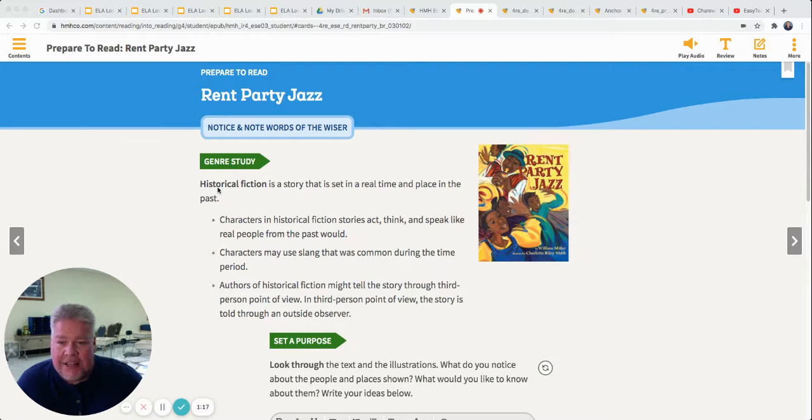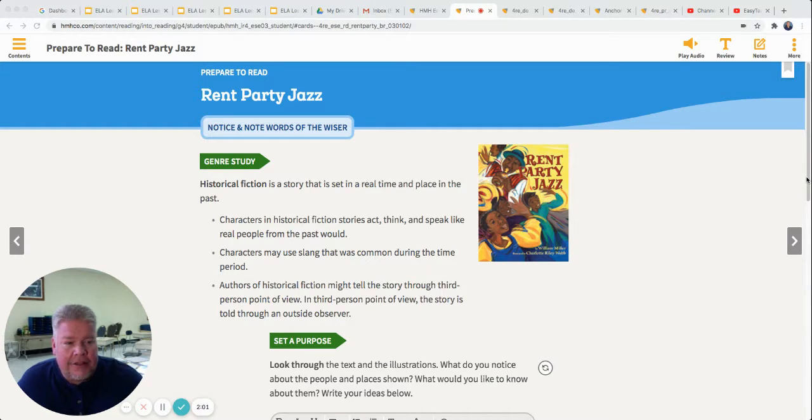So the genre, as we said, what type of story it is, it's historical fiction. It's a story that's set in a real time and place, in the past. Characters in historical fiction stories, they act, think, and speak like real people from the past would. Characters may use slang that was common during the time period. Now, we didn't have any slang in our Native American story last week, but we had some Native American words we learned, didn't we? Authors of historical fiction might tell the story through third-person point of view. In third-person point of view, the story is told through an outside observer, like somebody watching the action happen.